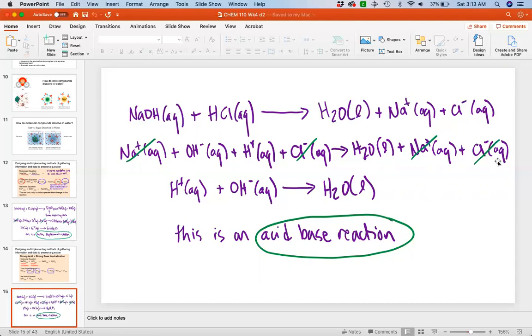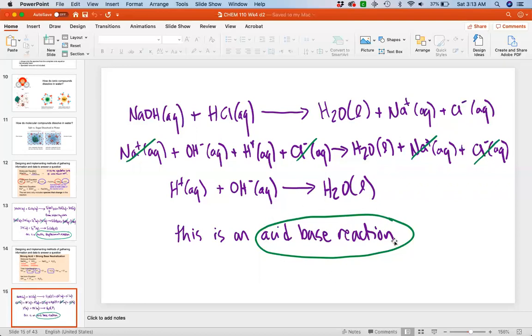So again, we're going to think about canceling our spectator ions. Anything that is the same on the left as it is on the right, we're going to cancel. And that leaves us with our net ionic equation, which in this case is the formation of water. And this is characteristic of the reactions between an acid and a base. So this is an acid-base reaction.